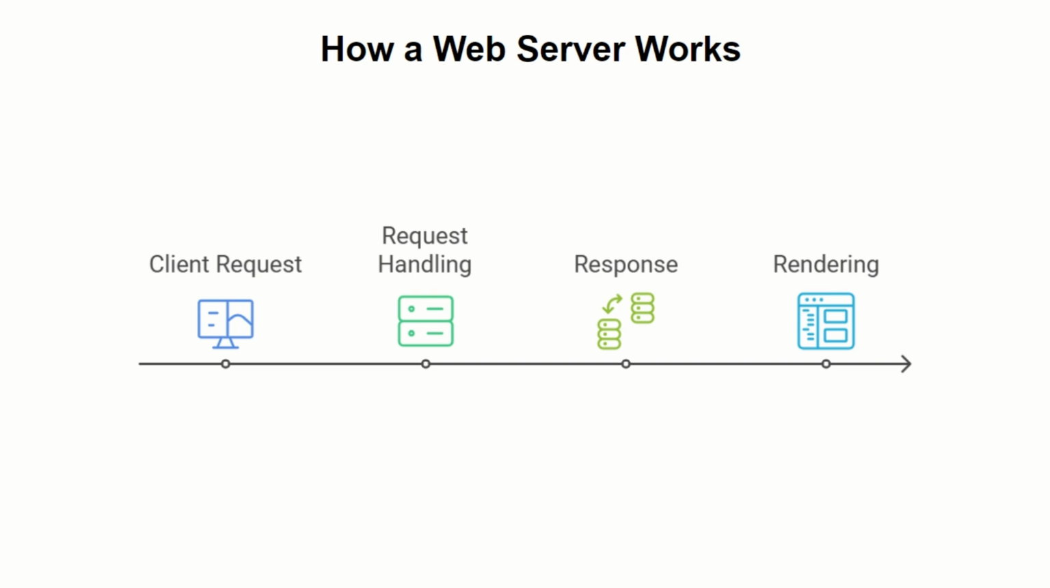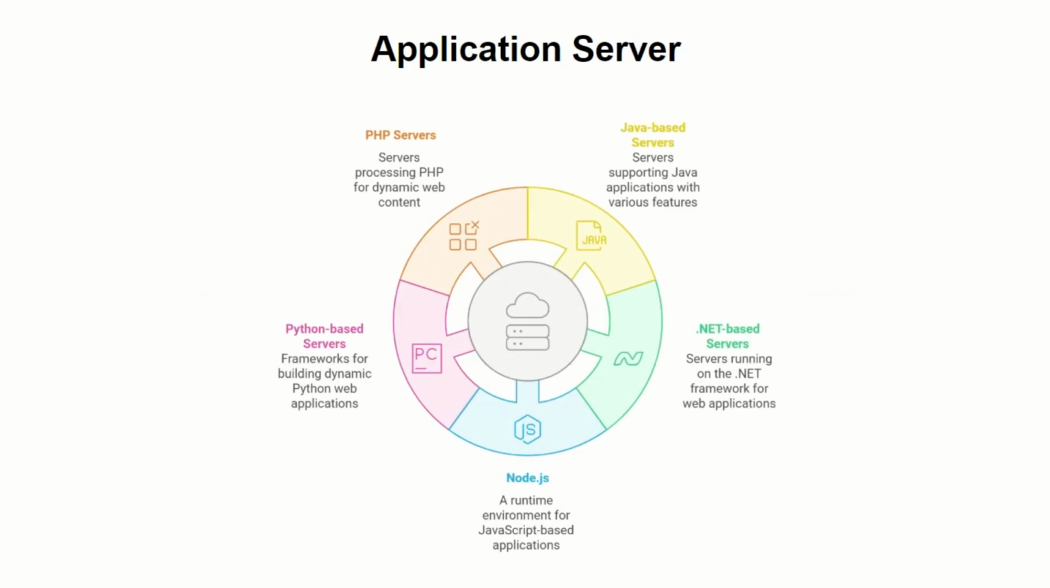The web server processes the request, which could involve fetching a static file or executing a script to generate dynamic content. The web server then sends the requested resource back to the client, typically in the form of HTML, images, or web assets. The client, that is the browser, renders the response, displaying the website to the user. This is how a web server works. So we have seen what a web server is and how it works. Now let's see the application server.